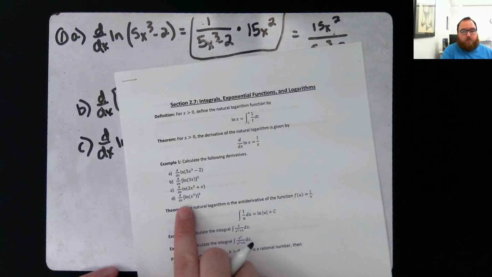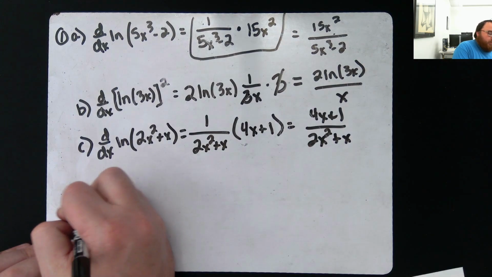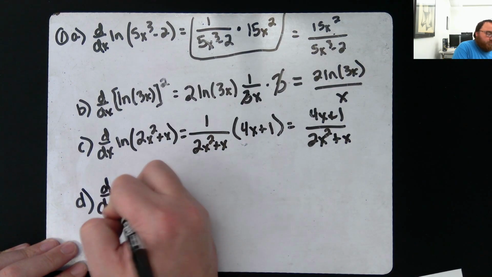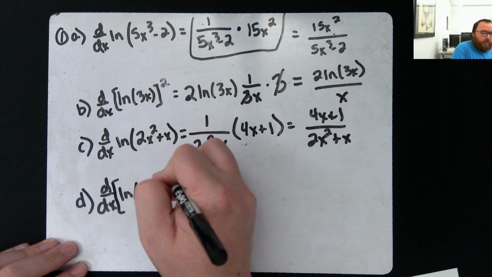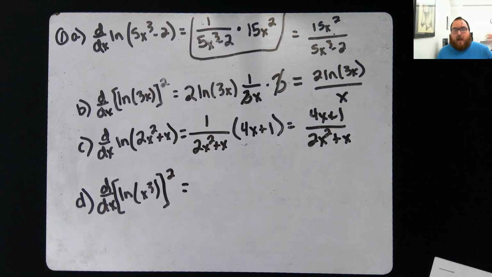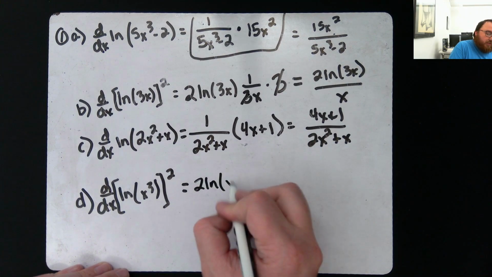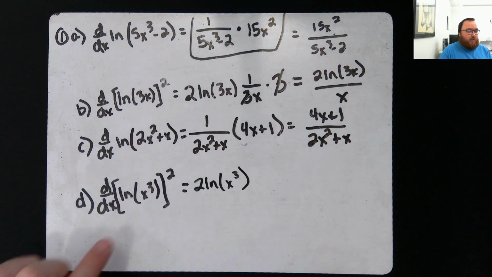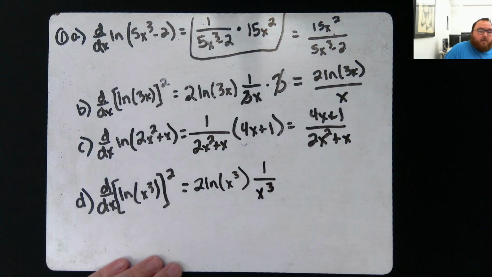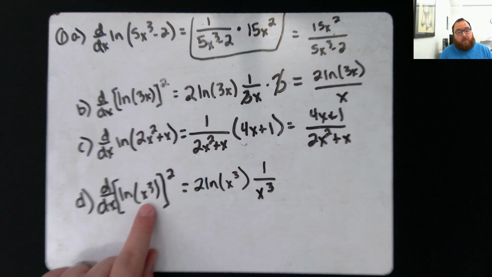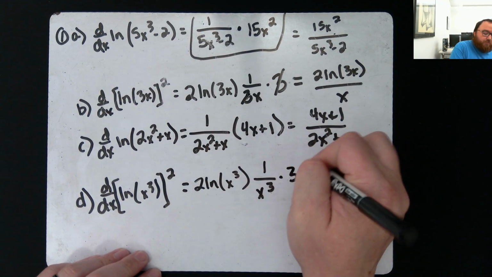Last example, the derivative of the natural log of x cubed, quantity squared. So once again, do the outermost part, which would be the squared. Bring the 2 down, gives me 2 natural log of x cubed. My next part would be the natural log. The derivative of a natural log is 1 over the stuff inside. But then I can't stop because I still got to worry about this stuff. The derivative of x cubed is 3x squared.